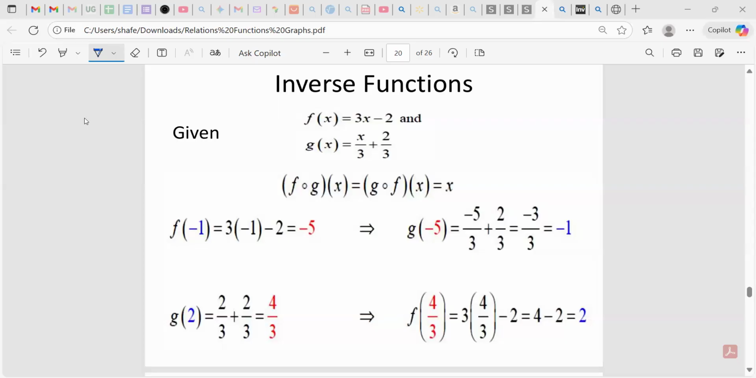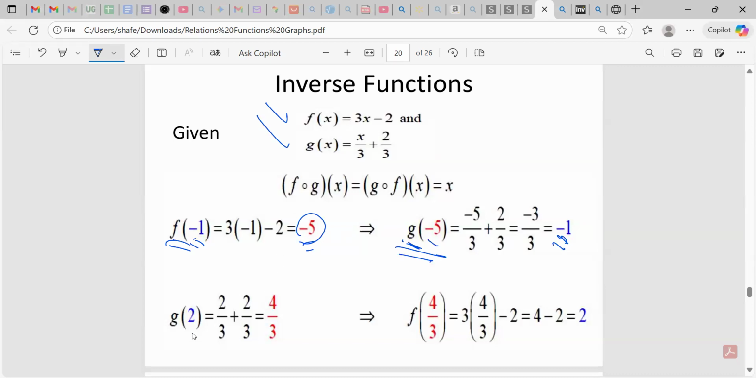We have 2 functions. We got f(x) is this, and we got g(x) is this, right? So what we see happening here, we put in minus 1 in f, and you get out minus 5. Right? If you were to take minus 5 now and put it in g, we get back minus 1. Look at this. f took minus 1 and got minus 5. g took minus 5 and got back minus 1. So it looks like g is doing the reverse of what f is doing. Right? It's undoing the effects of f.